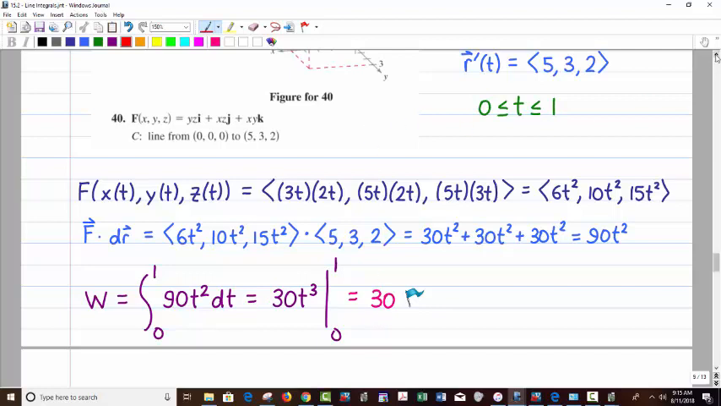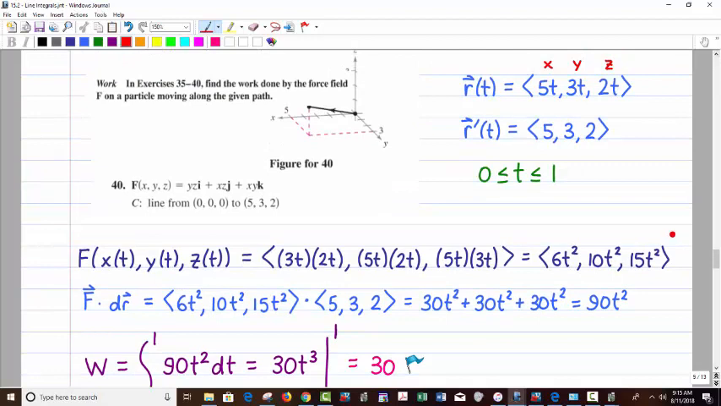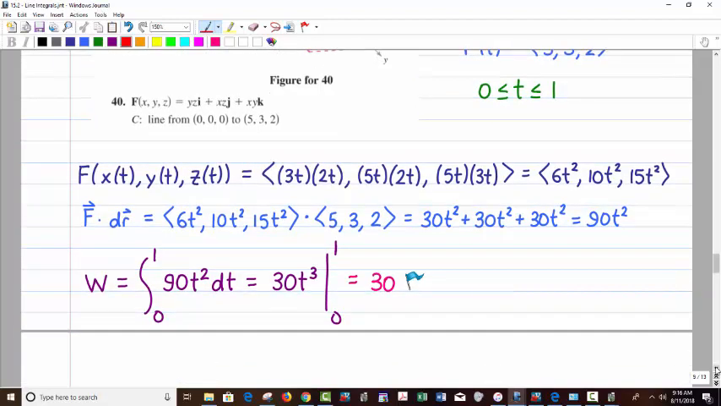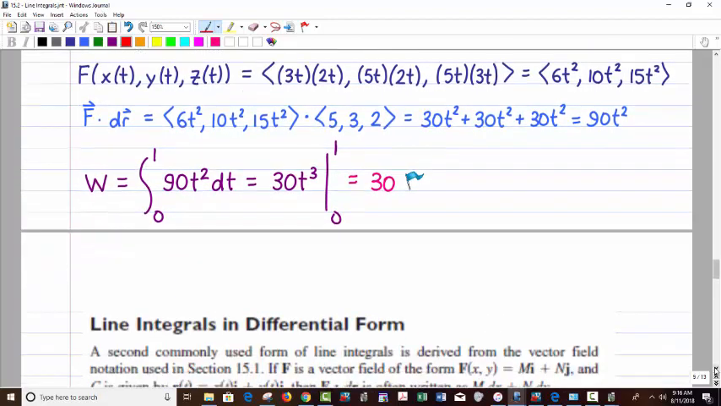So this isn't too bad. I like to make sure I keep the integrals. So this was a force field. Vector field was considered a force field along the given path. Doesn't really have any units associated with it or anything.